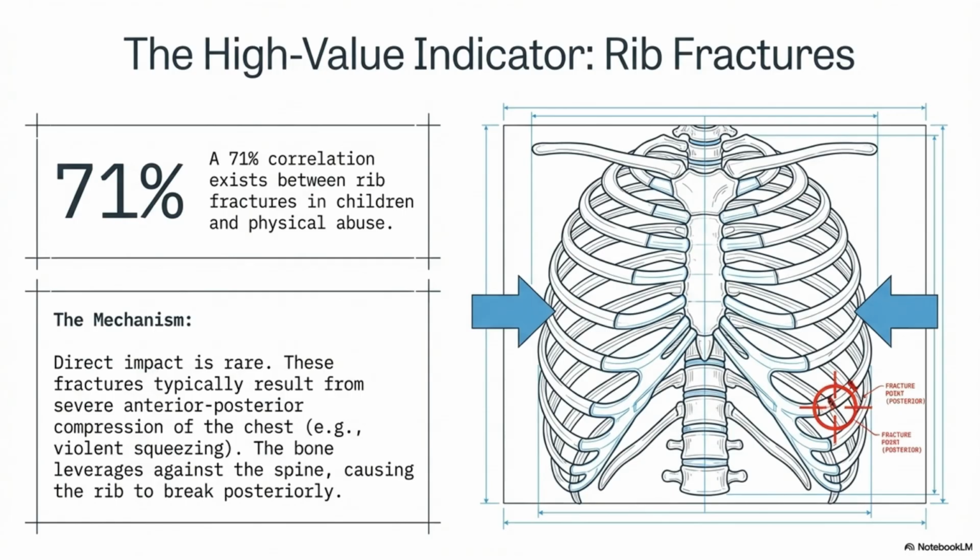Rib fractures are a high-value indicator of abuse with a 71% correlation in children. These fractures typically result from severe anterior-posterior compression, where the bone leverages against the spine.